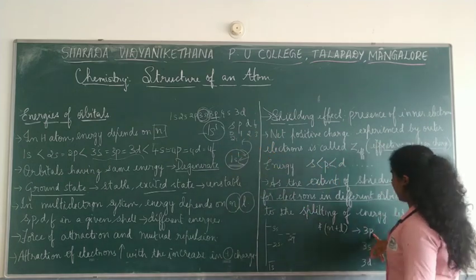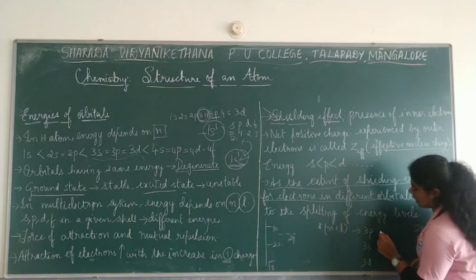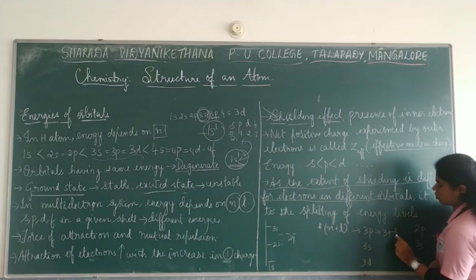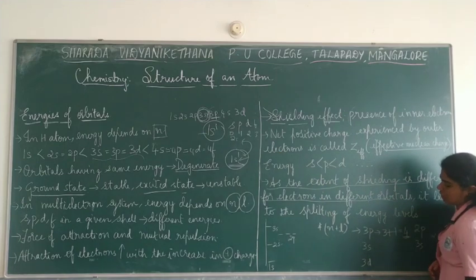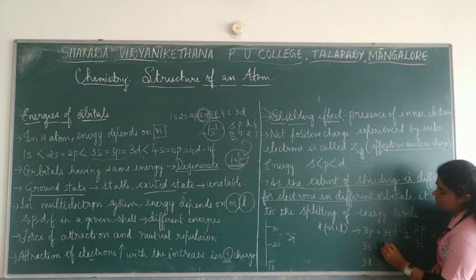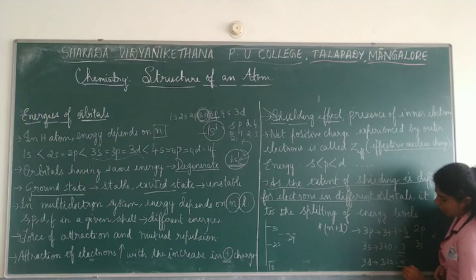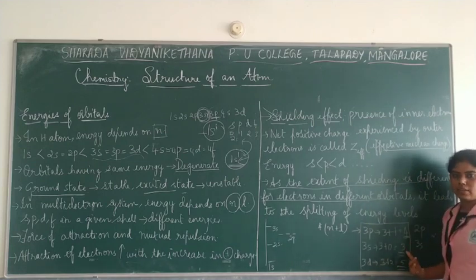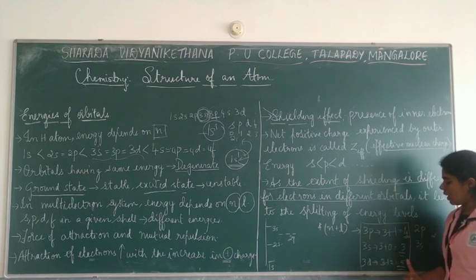Now here 3p is given. 3p means 3 plus 1, so you will have 4 as the answer. Then 3s is given, so 3 plus 0 will give 3. Then 3d is 3 plus 2, which is 5. Now if you see here, which has the least number? 3. Then comes 4. Then comes 5.